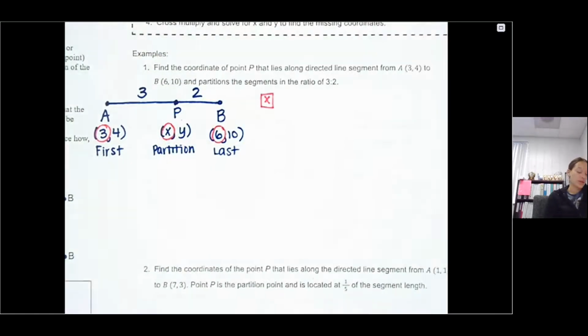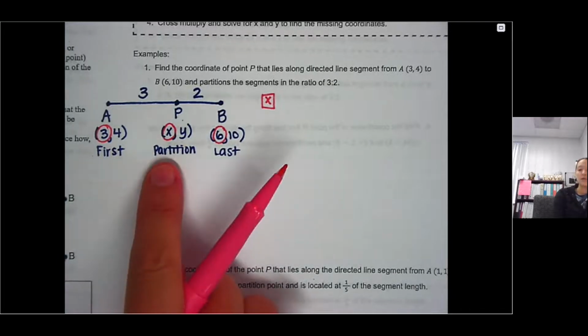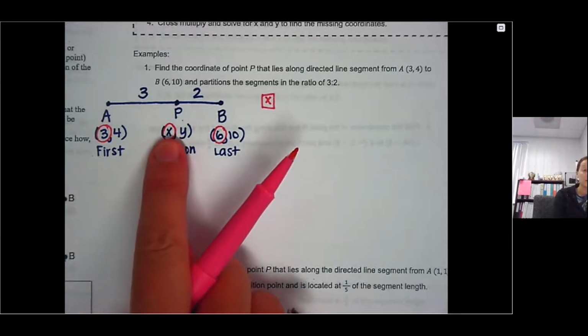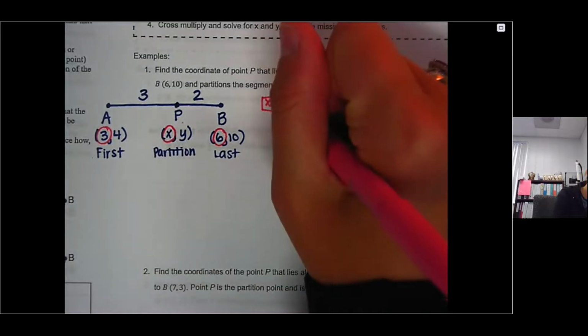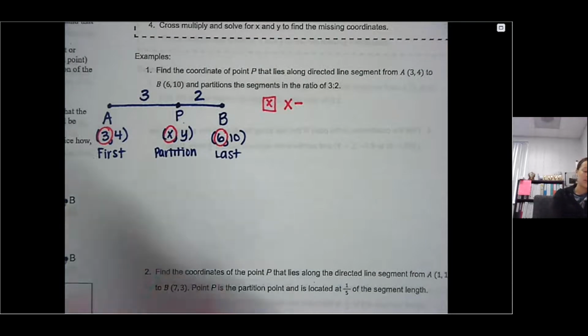Okay. So here's how it works. The equation says you take the partition point and you subtract the first point. So my partition point is x. So I start with x, minus my first point, which is 3.